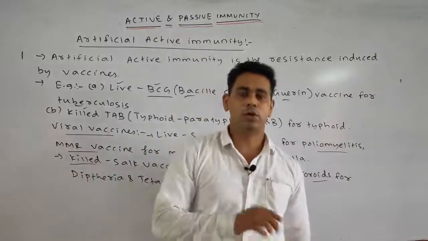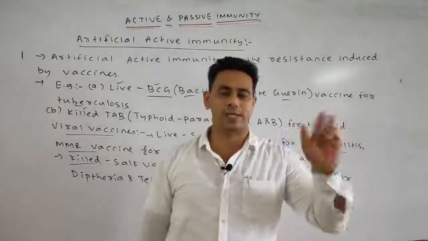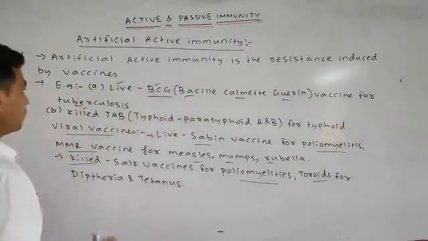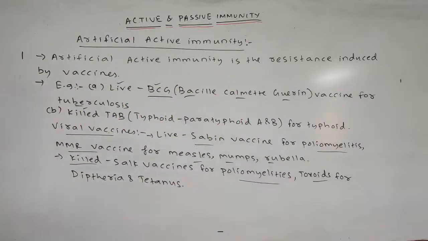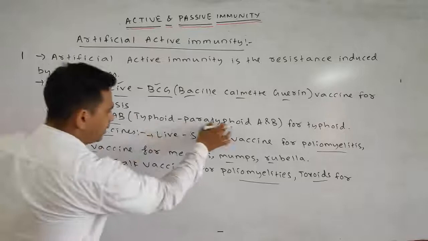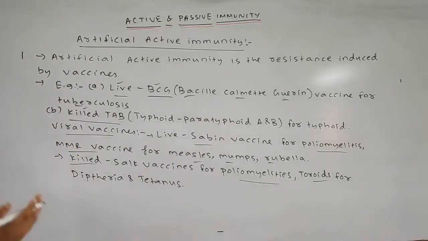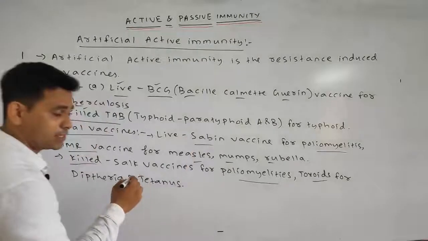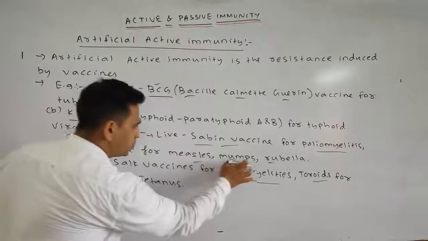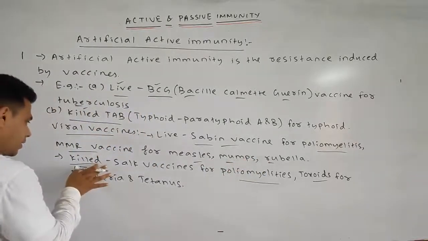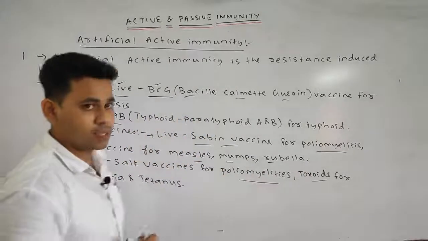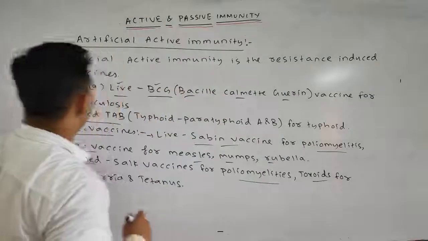Okay, so in this chapter you should always remember at least 1 to 2 examples or names of the vaccine, which is very important. So some common examples, please remember: there are various live vaccines such as BCG, killed TAB, or we can say typhoid, paratyphoid A and B, and there are various viral vaccines such as your live vaccine, the Sabin vaccine for poliomyelitis, and the MMR vaccine for measles, mumps, and rubella. Okay, and there are various killed vaccines: Salk vaccine for poliomyelitis, and toxoids for diphtheria and tetanus. Okay, please note down.